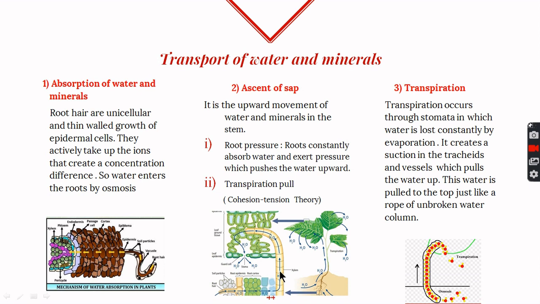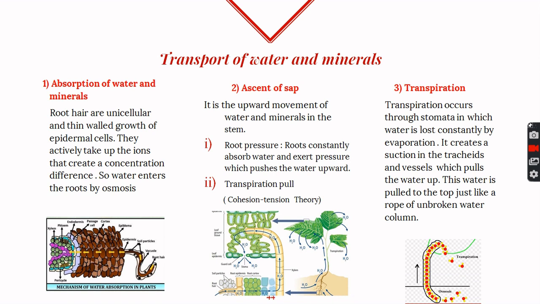But because of root pressure, water cannot gain much height, as the force of gravity is pulling it in the downward direction. So there is another force into play, which is called transpiration pull. Let's first understand what transpiration is. It is the constant loss of water through the stomata by the process of evaporation. While water is being lost through the stomata by evaporation, a partial vacuum is created in the stomata.